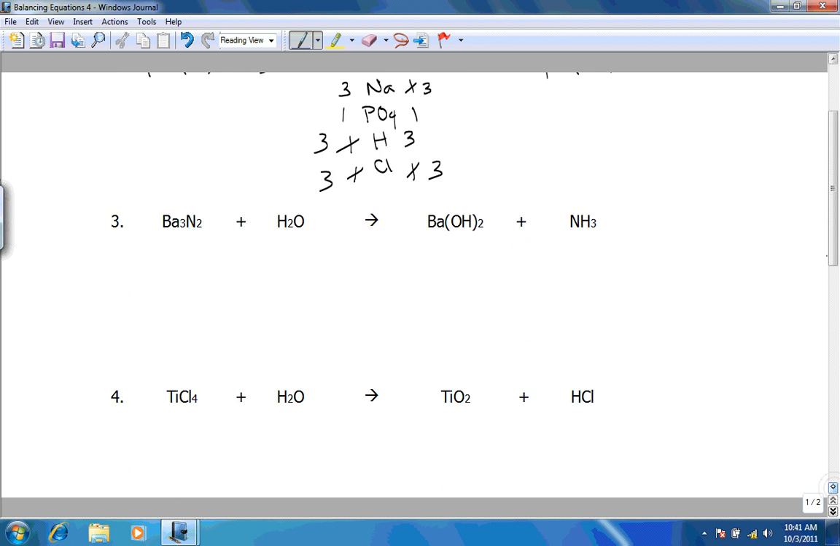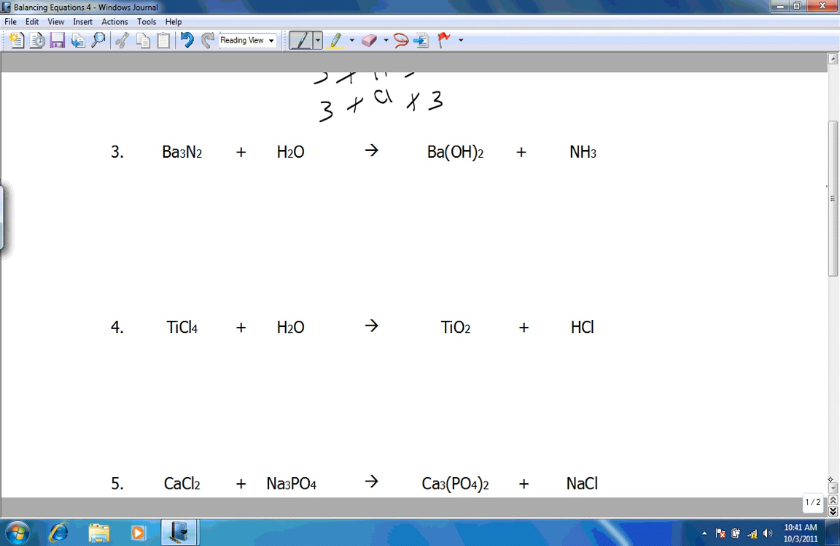Alright. So here we have barium, nitrogen, hydrogen, and oxygen. We have 3 bariums on the left and 1 on the right. We have 2 nitrogens on the left and 1 on the right. 2 hydrogens on the left and 2 here, and we have 3 more here, so we actually have 5 on the right. 1 oxygen and 2 oxygens on the right.